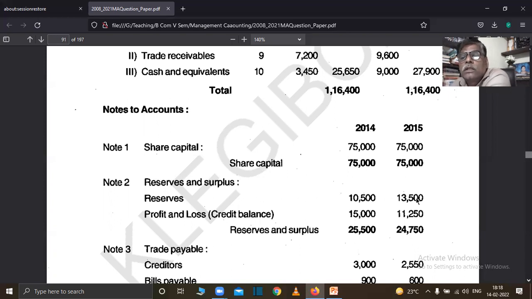Okay, 3,000 increase is nothing but transfer to general reserve. So transfer to general reserve 3,000 you have to take in funds from operation. P&L account balance closing comes in the starting point, opening comes in the last point of your funds from operation.